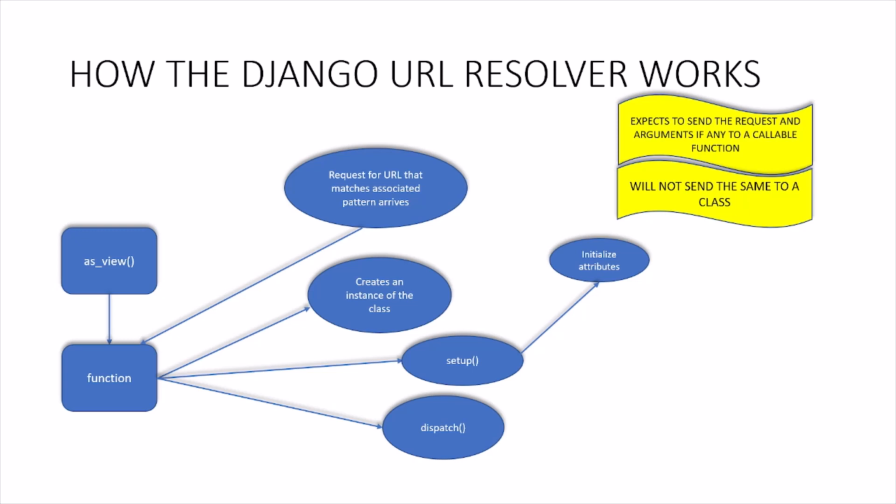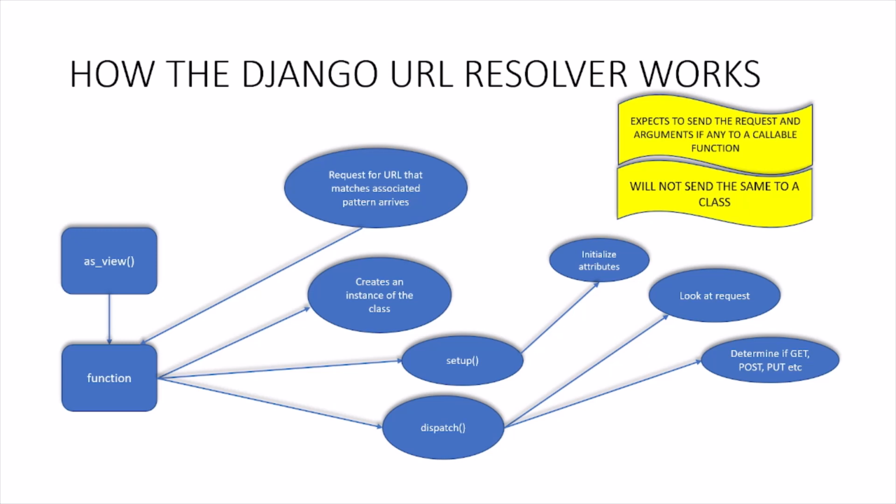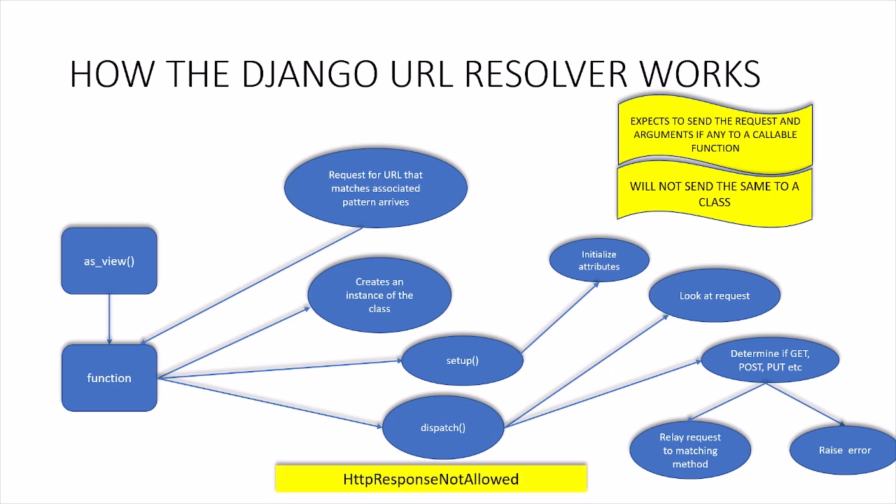And the dispatch method in turn will first look at the request, then determine whether the request method is a get, post, put, delete, etc. and will then either relay the request to the matching method or raise an error. What type of error? Again, it's the HTTP response not allowed error. So that's how class-based views work.